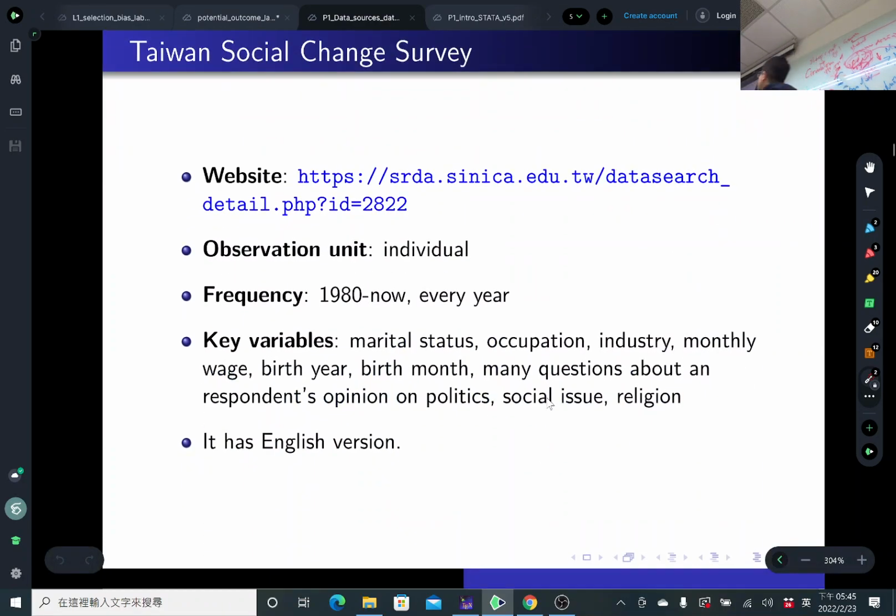So, Taiwan Social Change Survey. If you want to know some effects on social values, for example, you can use this Taiwan Social Change Survey. Each year they have a different theme. Something is about national identity, so they will ask whether you think that you are Taiwanese, Chinese, or both, something like this. Or sometimes it's about religion, or some social values, whether you support gay marriage or not, something like this. That's something you can use. And it also has an English version.